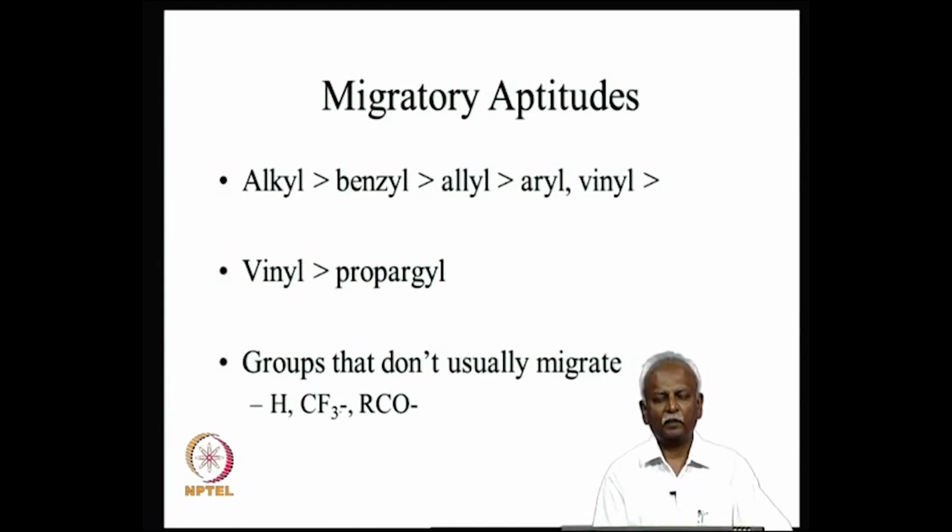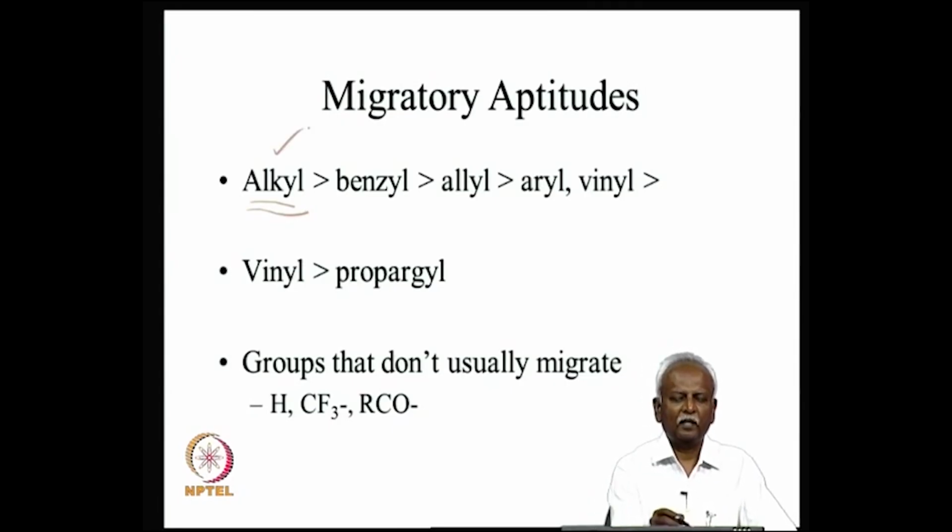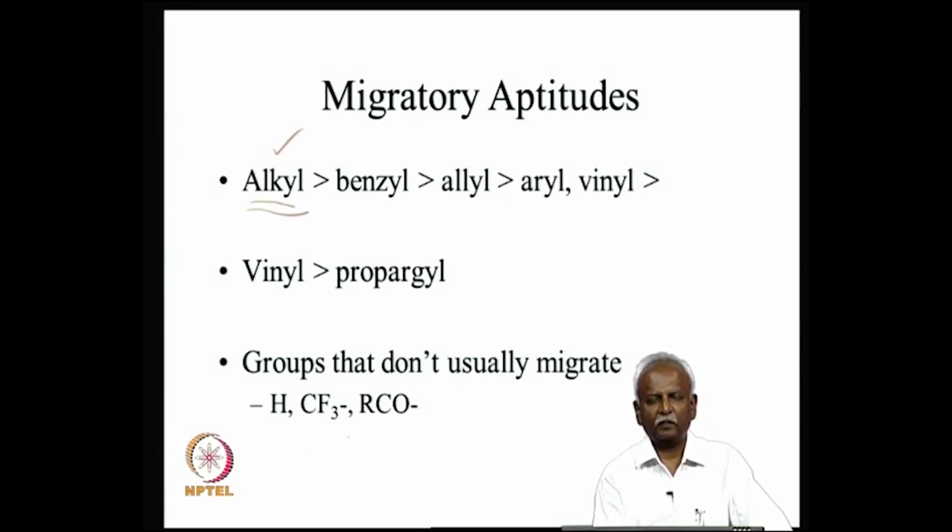If you have a set of complexes where you have alkyl, benzyl, allyl and vinyl species, then these groups will migrate much faster than vinyl or propargyl. Propargyl group does not migrate very easily compared to the vinyl. On the other hand, the alkyl group has the greatest tendency to migrate, and it is the one which will undergo migration fastest. If you have a molecule in which two different alkyl groups are there, say an alkyl and a benzyl, it is the alkyl group which migrates and not the benzyl group. Similarly, benzyl migrates faster than allyl, allyl faster than aryl.